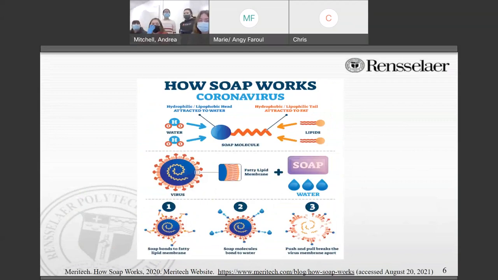Okay, so first, how does soap work? We're told many times that we should wash our hands frequently. At the top there, we have a soap molecule. Essentially, a soap molecule has different parts to it that are attracted to different things. And when you mix this with water and a virus, the soap has the ability to break apart this virus, and it's going to pull apart the outer membrane, and this is essentially going to destroy the virus.